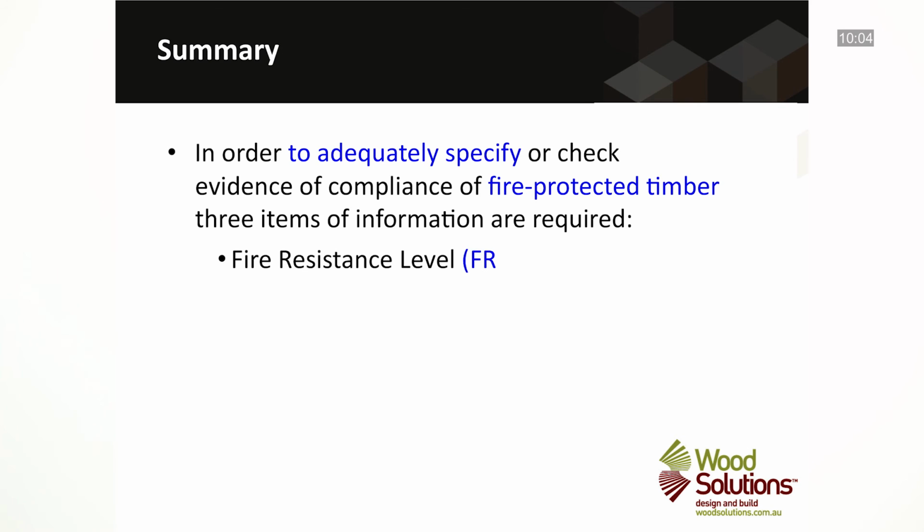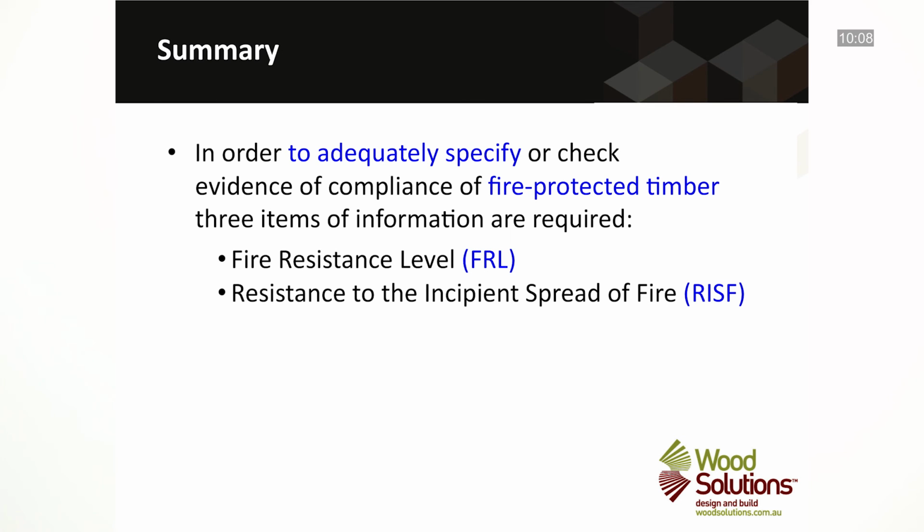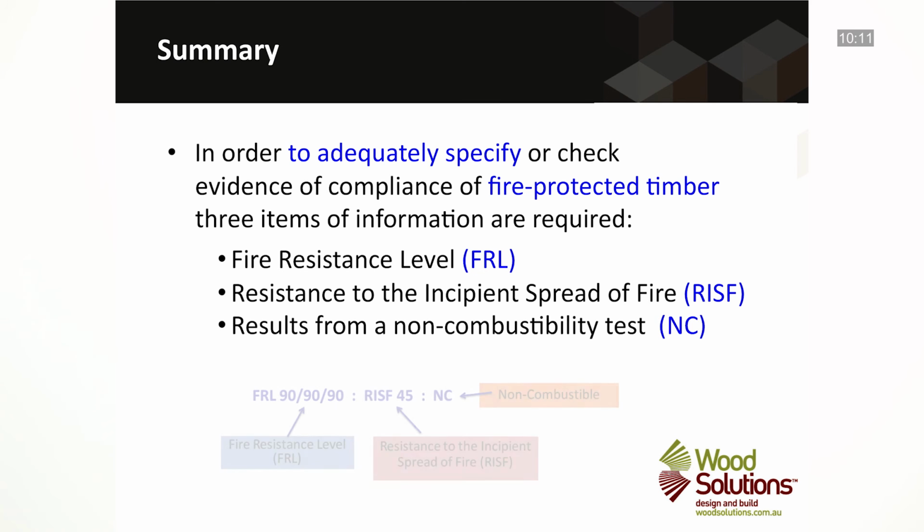In summary, in order to adequately specify or check evidence of compliance of fire-protected timber, 3 items of information are required: fire resistance level, FRL, resistance to the incipient spread of fire, RISF, and the results from a non-combustibility test, NC.